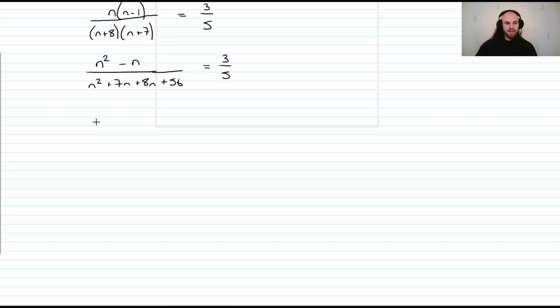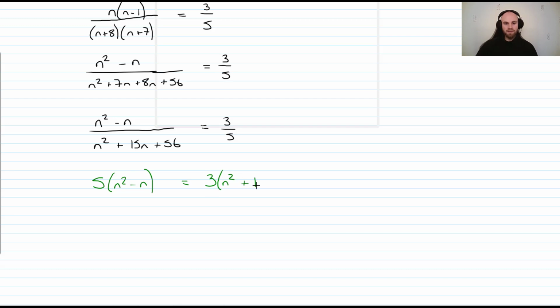And now we just need to tidy this up a bit. So we're going to add the 7n and the 8n together to give you 15n. So now we're going to cross multiply, and I'm just going to change the color to green to make it a bit more obvious. So we are going to have 5 multiplied by n squared minus n, and this is going to be multiplied by the 3 to give us 3 multiplied by n squared plus 15n plus 56.